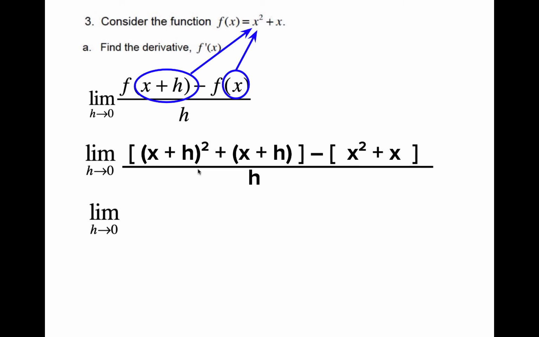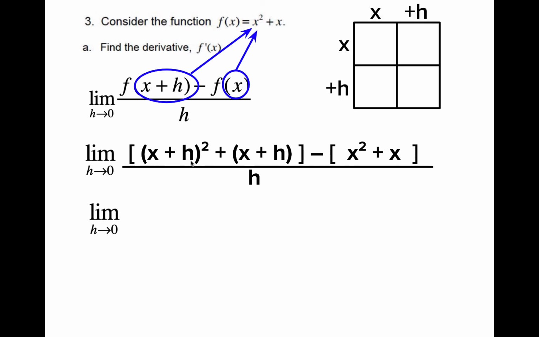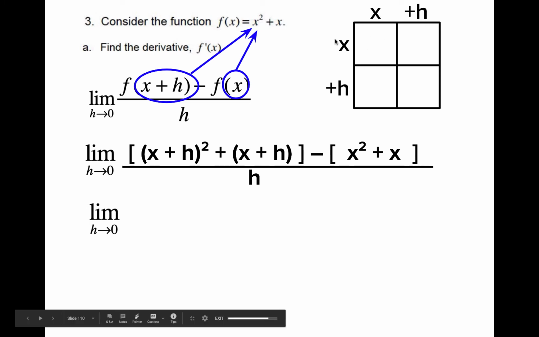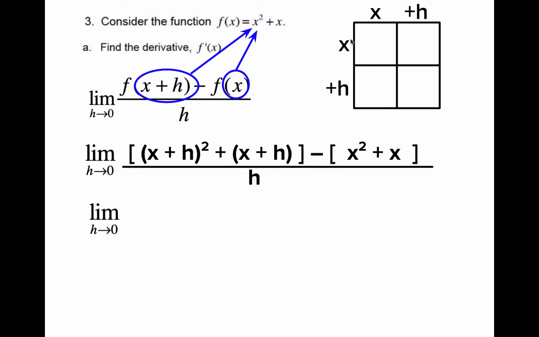Dropping down the limit. Notice I have to square x plus h. So I'm going to go ahead and do the box method again. X plus h times x plus h. All right, so using this, we go x times x, which is x squared. We're doing x times h. I'm going to go ahead and do it alphabetical and call it hx. H times x is, again, alphabetical hx, and then h times h is h squared.